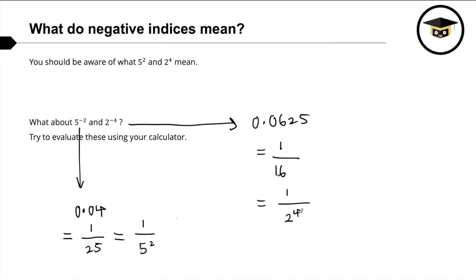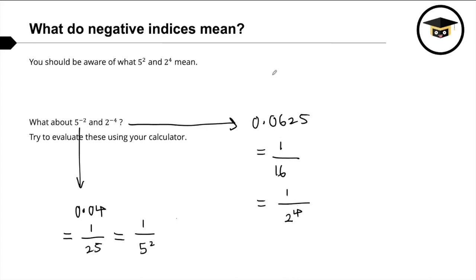Now, hopefully you can see the pattern here. 5 to the power of negative 2 is just 1 over 5 to the power of positive 2. 2 to the power of negative 4 is just 1 over 2 to the power of 4. And so this is where the idea of multiplying negatively is actually just the same as dividing.